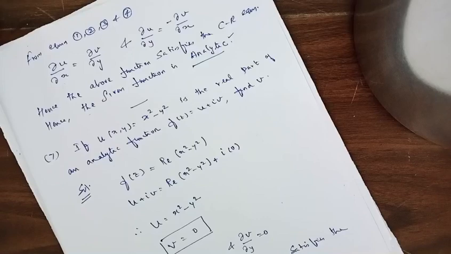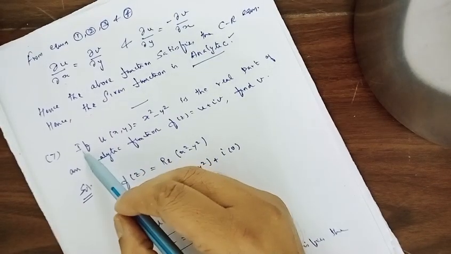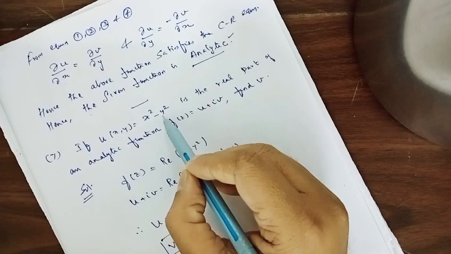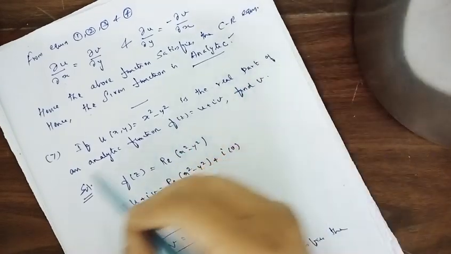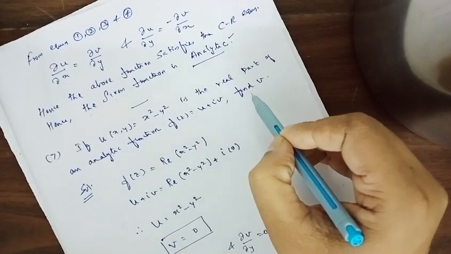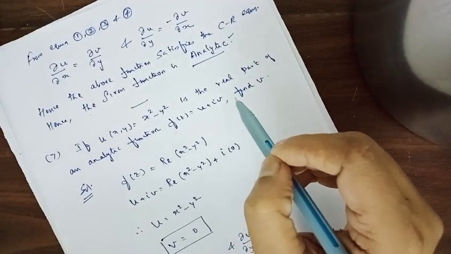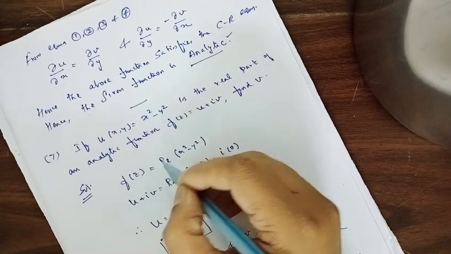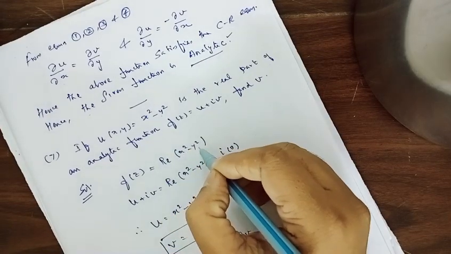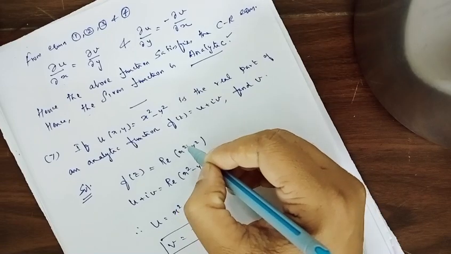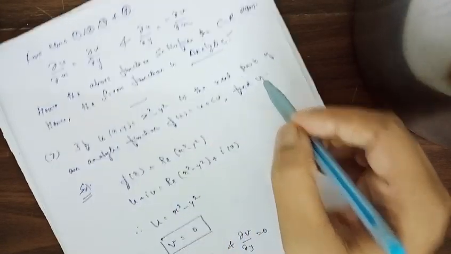The question looks difficult, but it is very simple. If u of x, y, that is equal to x square minus y square, is the real part of an analytic function f of z is equal to u plus iv, what is the value of v? Here they have given only the real part, x square minus y square. What will be the value of v?